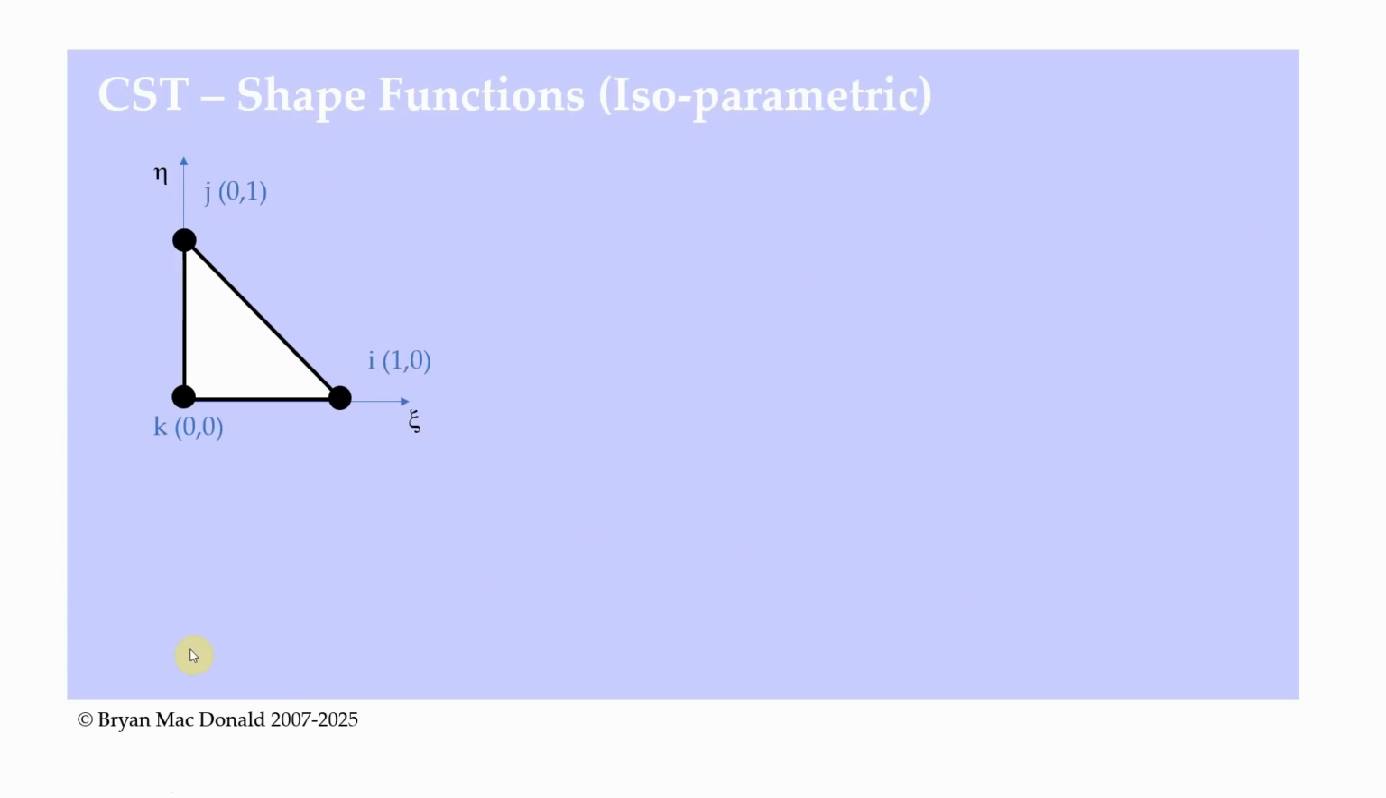So if we take a look at our element in eta neta space, we can see that node i is at eta equal to 1, node j is at neta equal to 1.